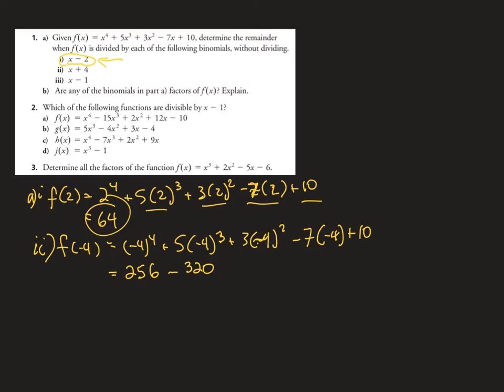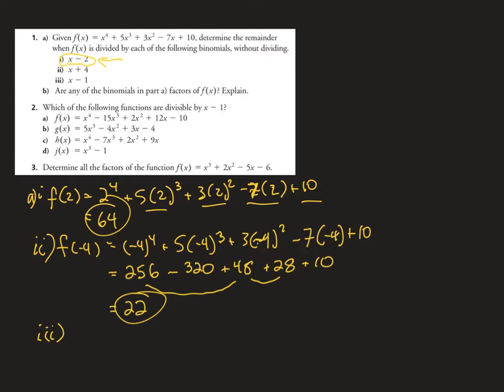This is going to be 16, so 48. And plus 28 plus 10. So we got 256 minus 320 plus 48. That's going to give me 304, 332, 342. So it's going to be 22. That's the remainder.